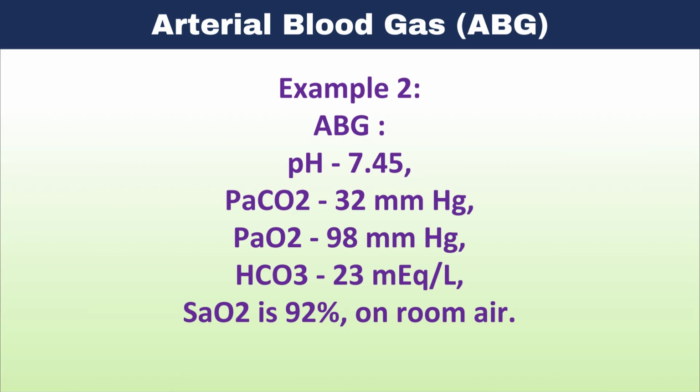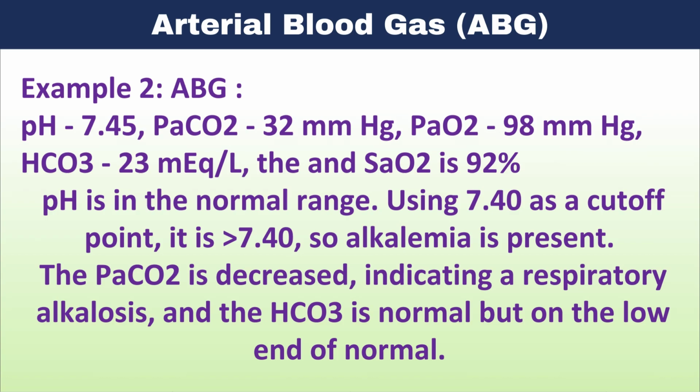The second example: the ABG result shows pH 7.45, partial pressure of carbon dioxide 32, partial pressure of oxygen 98, bicarbonate 23, and oxygen saturation 92 on room air. In this case, pH is in the normal range. Using 7.40 as a cutoff point, it is more than 7.40, that is alkalemia. The partial pressure of carbon dioxide is decreased, indicating a respiratory alkalosis, and the bicarbonate is normal but on the low end of normal.